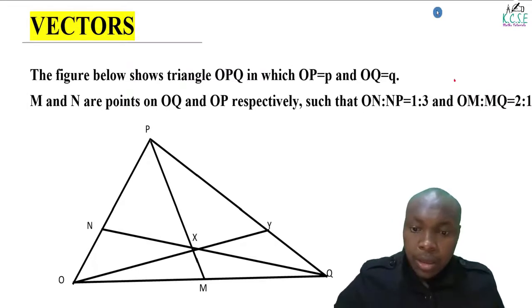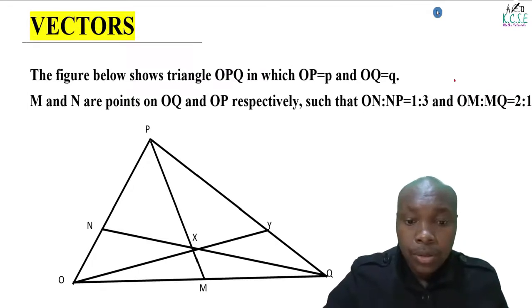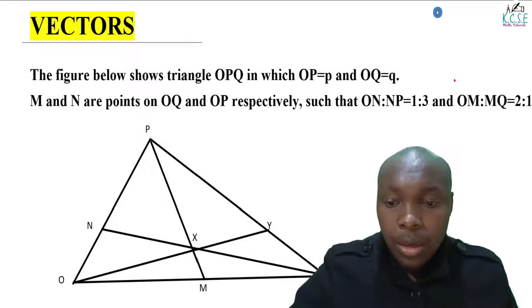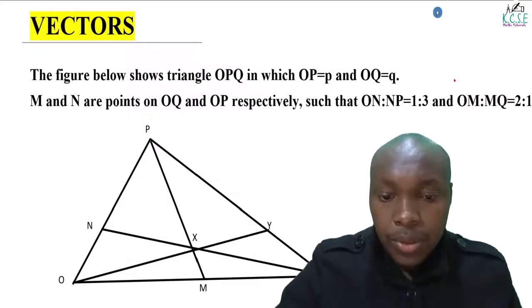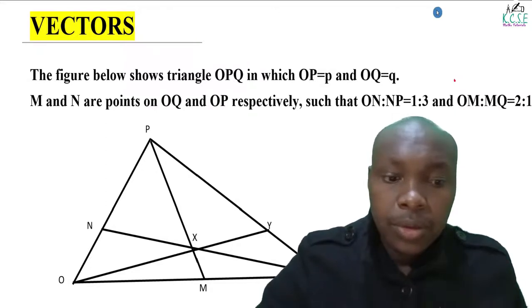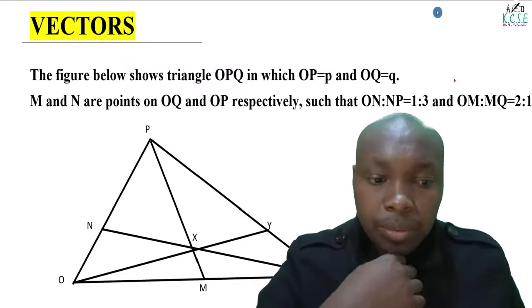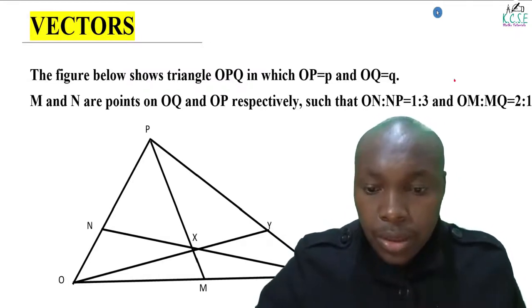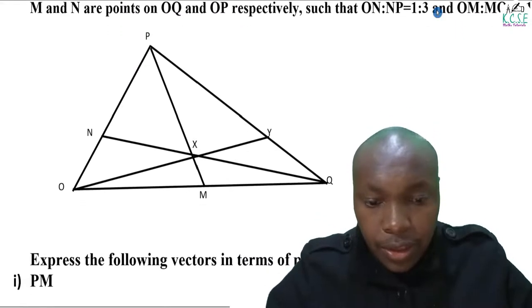It reads, the figure below shows the triangle OPQ in which OP is equal to P, OQ is equal to Q. M and N are points on OQ and OP respectively, such that the ratio ON:NP is equal to 1:3 and the ratio OM:MQ is equal to 2:1. The diagram is given there.